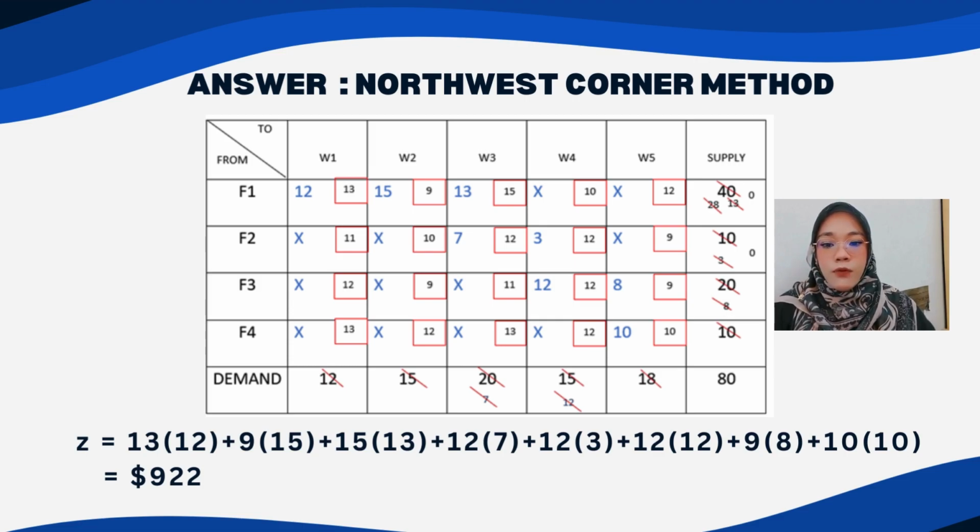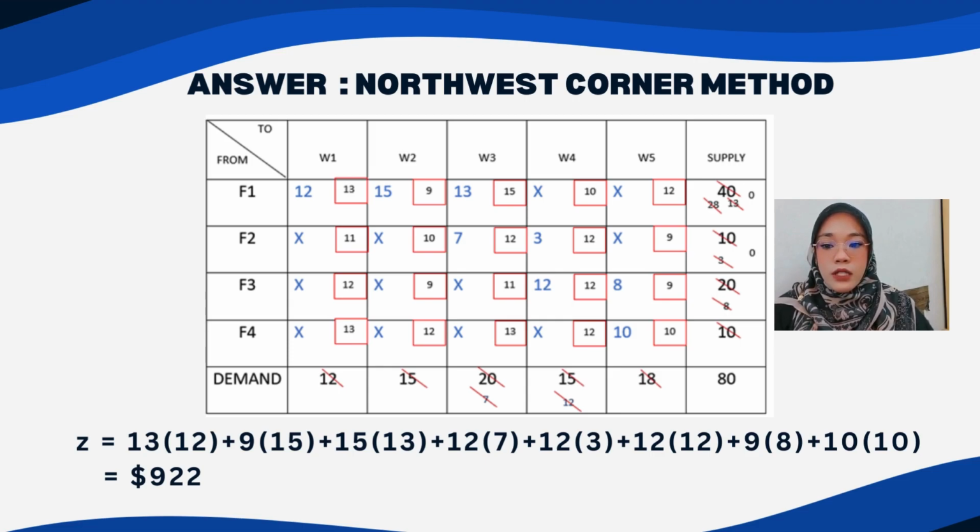The demand of warehouse 4 is 50 units, but factory 2 only has a balance of 3 units. So warehouse 4 needs to get the balance of 12 units supplied by factory 3 in order to complete the demand needed by warehouse 4. While for warehouse 5, they will get the supply from factory 3 of 8 units only due to the balance after subtracting the demand needed by warehouse 4.